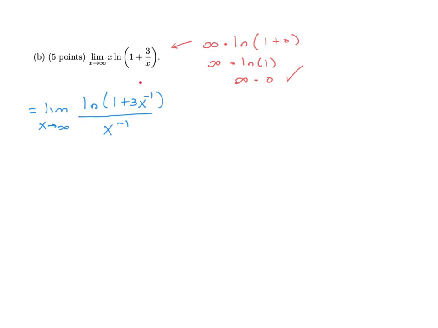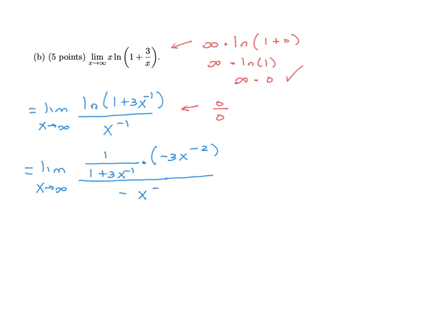Now, is this also an indeterminate form? If you use this trick, it will be. But if you'd like to state what it is, the denominator goes to 0, and actually so does the numerator. This is an indeterminate form. It's of the form 0 over 0, which means L'Hopital's rule does apply. This is the limit as x goes to infinity of the derivative of the numerator, which is 1 over 1 plus 3 times x to the negative 1. And then we multiply by the derivative of the inside part, which is minus 3x to the negative 2. This is all divided by the derivative of the denominator, which is negative x to the negative 2.